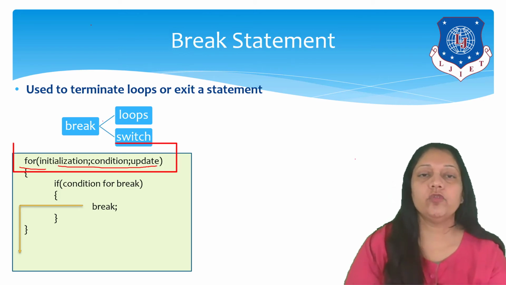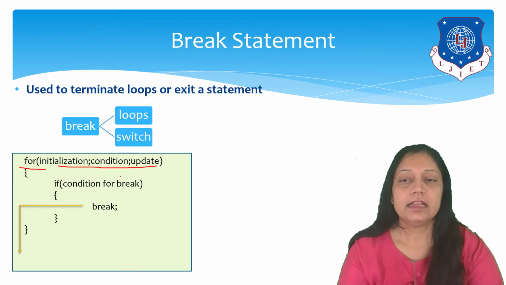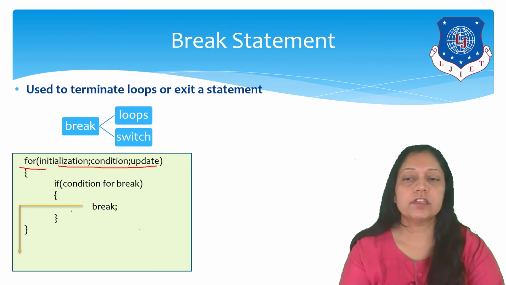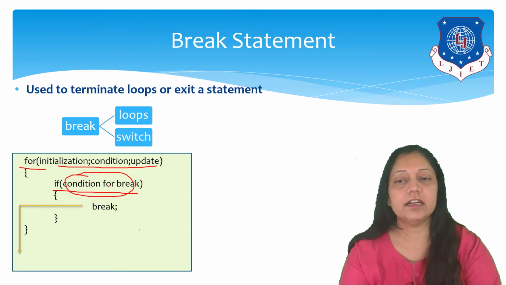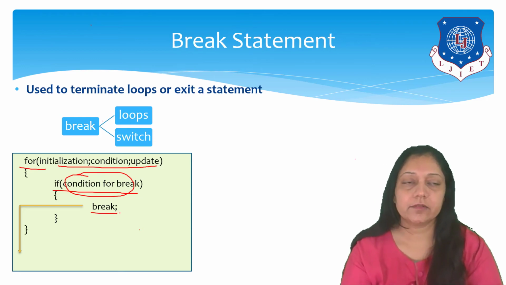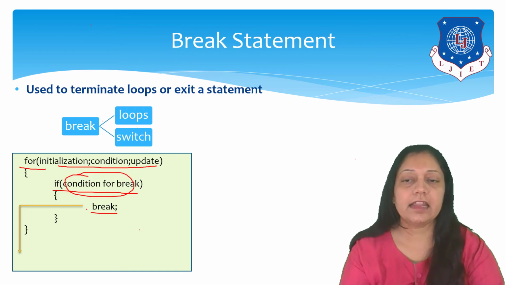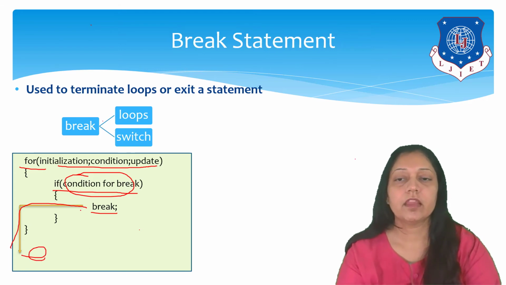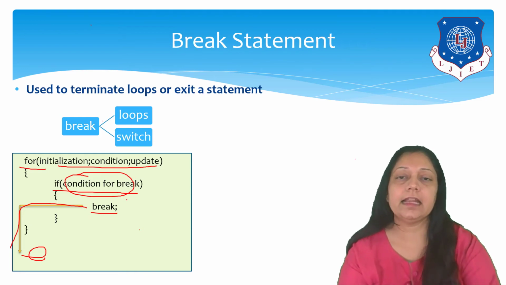In this particular for loop, we have three parts: initialization, condition, and update. Inside the for loop, we are going to put some condition. Whatever condition you mention here, if this condition is true, then we'll execute the break statement. So when this condition is true, break is executed, and if break is executed, then we will come out of the loop. But if the condition is false, then the for loop would be executed again and again.